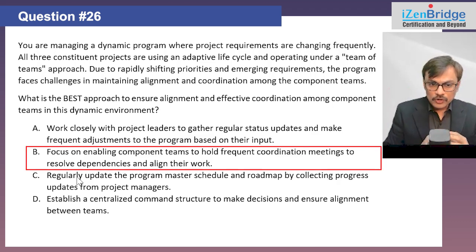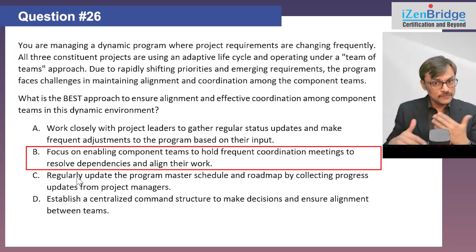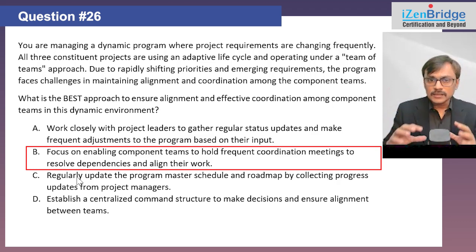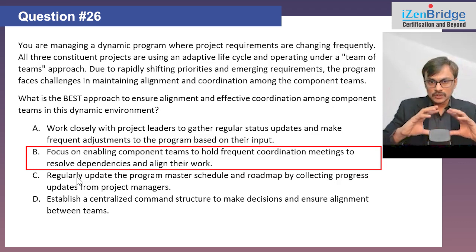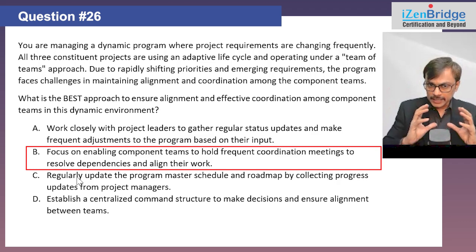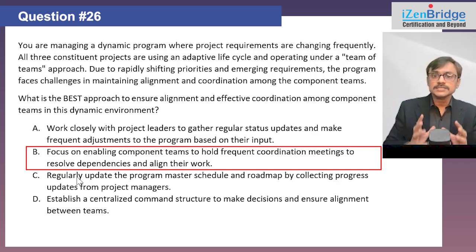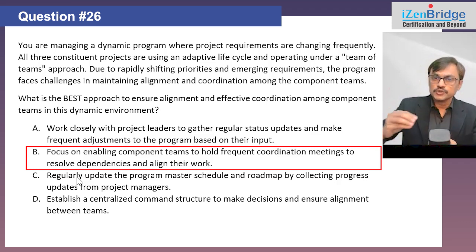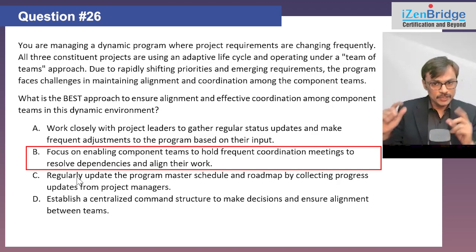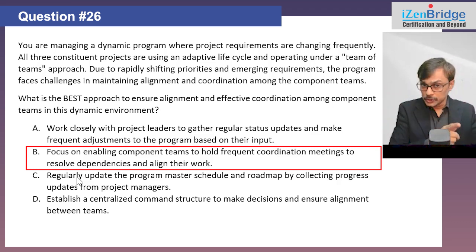Option B, focus on enabling component teams to hold frequent coordination meetings to resolve dependencies and align their work. Looks good. Sometimes you hear the word scrum of scrums for it. So this is something that in the agile way of working, collaborative and interactive communication is key for ensuring alignment and finding out how we respond to changing situations. So that way, option B looks good.